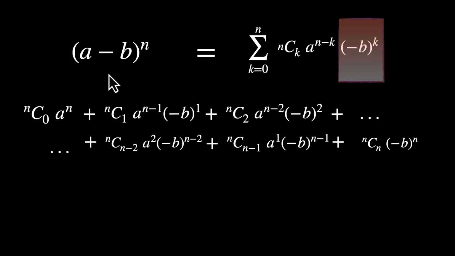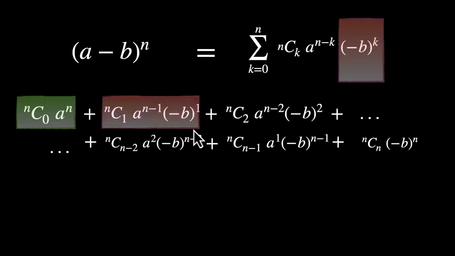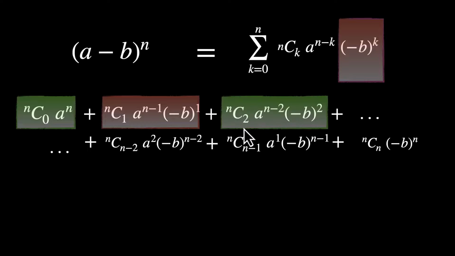Okay, so what changed and what remained the same? nC0 a^n, that's exactly the same thing. This is what we get for (a + b)^n. What about this one? Is it same or is it different? Well, that's different, because this minus sign can come out and we can say that we have a negative term here. The next one is a positive term.